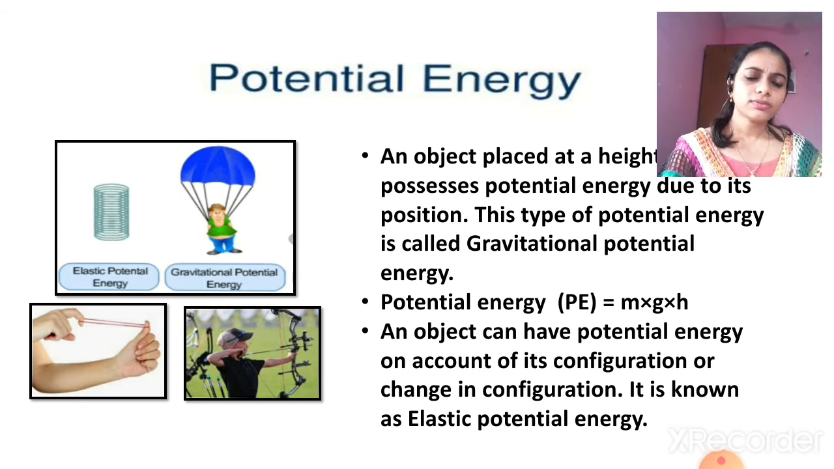Now, how can we calculate potential energy? Potential energy depends on three factors: the mass, the acceleration due to gravity, and the height.